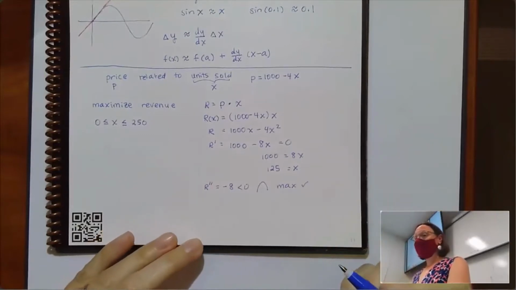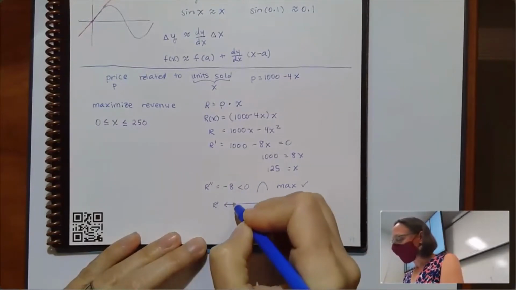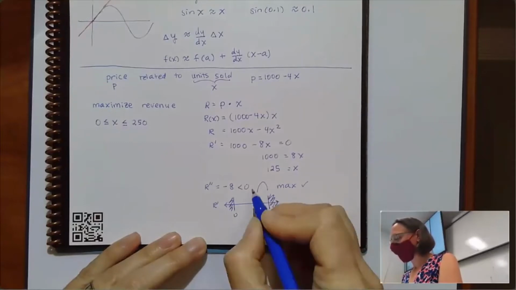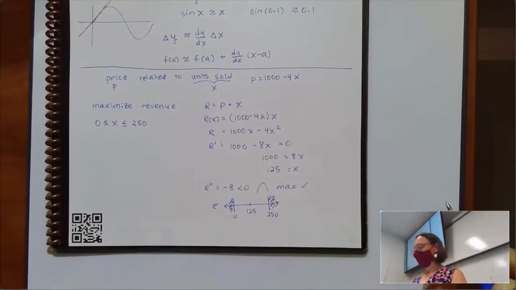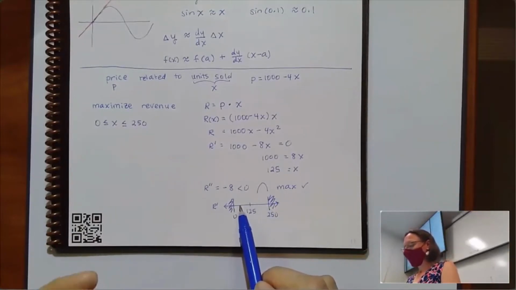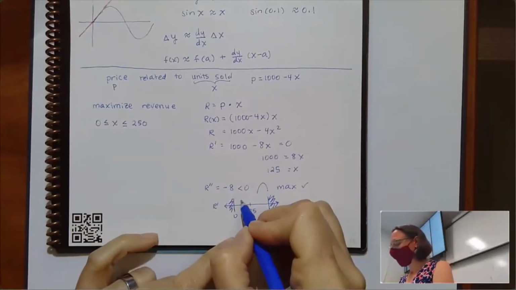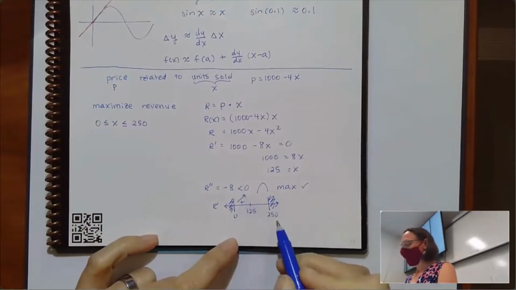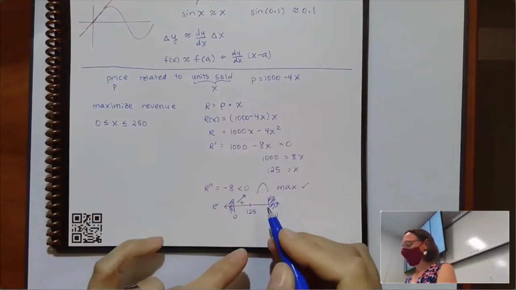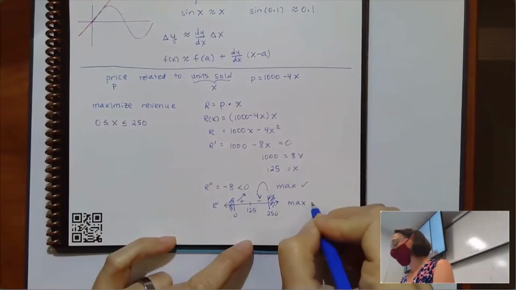If we were going first derivative test, then I'm going to think about that first derivative. I am only going to consider from 0 to 250. But I could plug in 1, and then I'd have 1,000 minus 8. That's definitely positive. So I'm going up. And I could plug in 200. And 1,000 minus 1,600 would be negative, and I'd be going down, which also shows that it's a max.